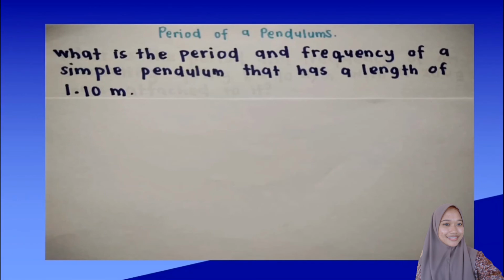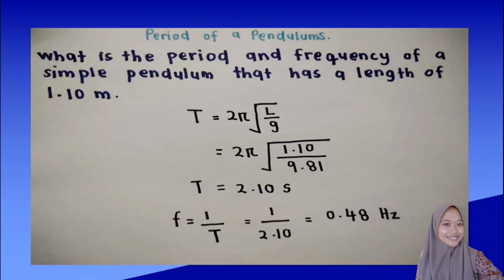So yang kedua dia suruh kita cari frekuensi. So formula bagi frekuensi ialah F equal to 1 over T. So kita gantikanlah jawapan yang kita dapat tadi, T equal to 2.10 second tu ke dalam formula. So dapatlah frekuensi dia ialah 0.48 Hz.